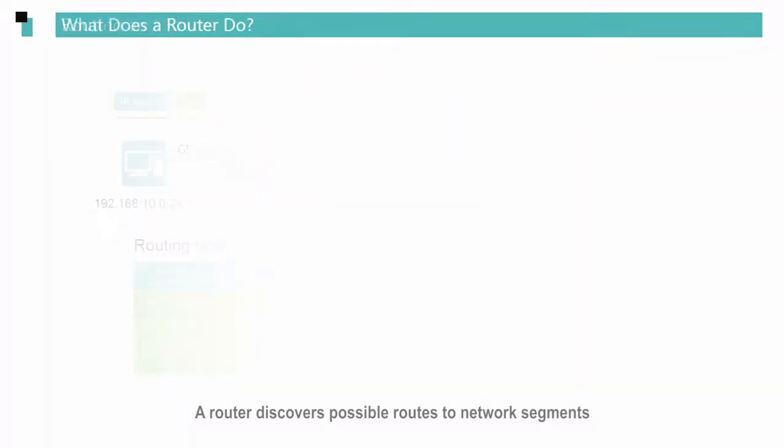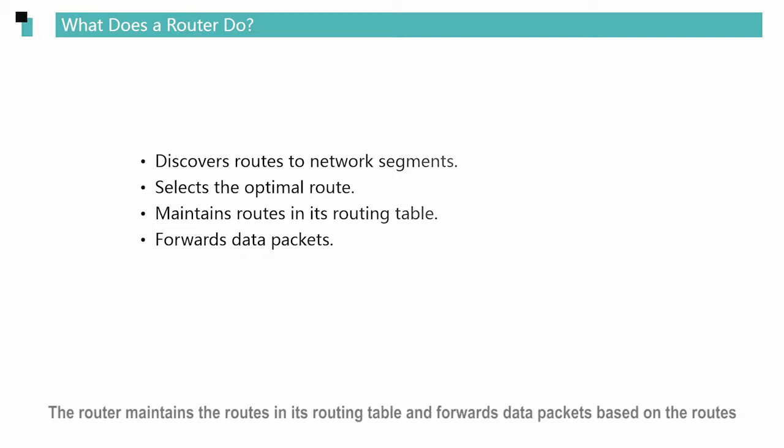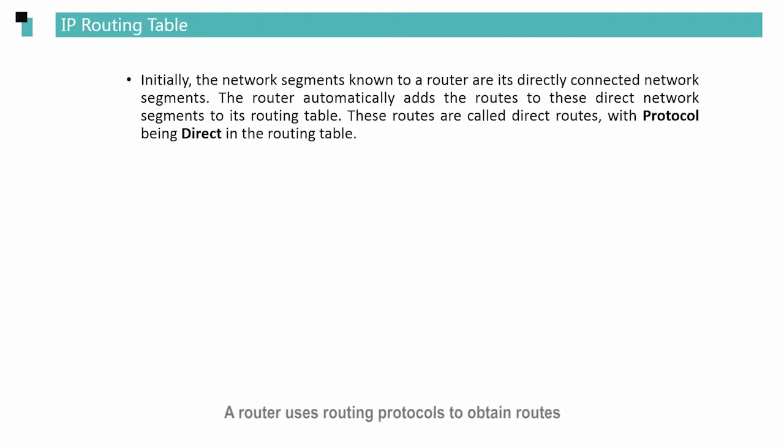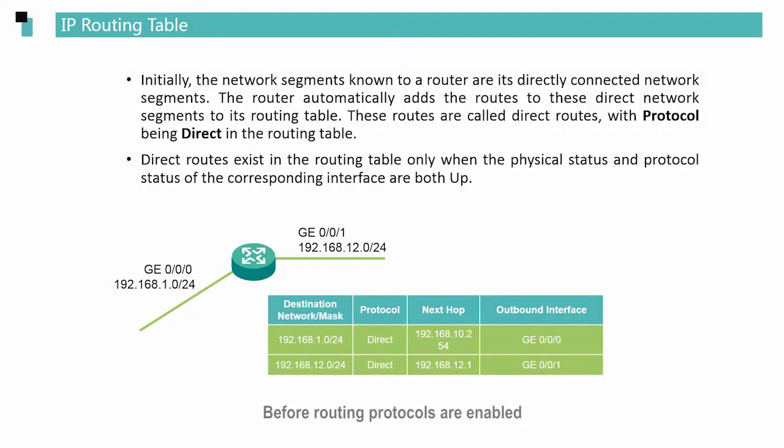A router discovers possible routes to network segments, selects the optimal route to each network segment, and adds the optimal routes to its routing table. The router maintains the routes in its routing table and forwards data packets based on the routes. A router uses routing protocols to obtain routes. Before routing protocols are enabled, the router knows only the routes to directly connected network segments.